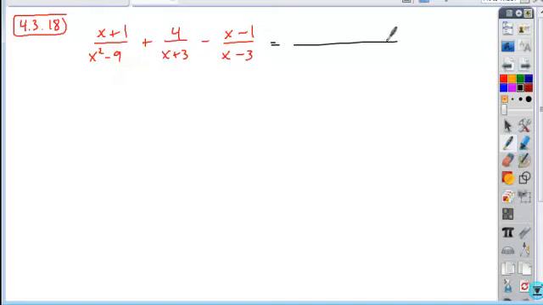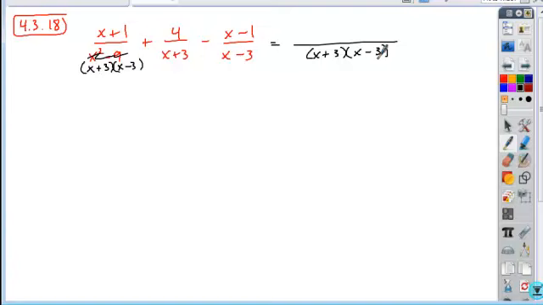In order to write it as a single fraction, you need to find all the factors of your denominators. We have the difference of squares here, so it factors into the sum and difference of the terms being squared, which are x and 3, so x plus 3, x minus 3. Okay, so when we look at our LCD, we need a factor of x plus 3, which we already have, and a factor of x minus 3, which we already have.